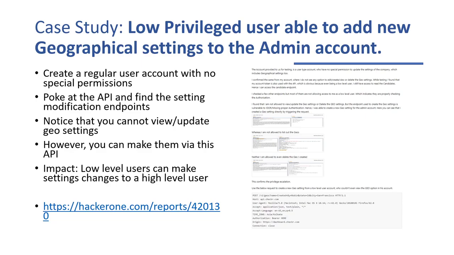And then try and run all those endpoints with the regular user. So in this case, this person couldn't view or update the settings. However, they could make them. So just because some API endpoints, even about the same resource here, won't have IDORs, sometimes some of the weird ones do. And the real impact here is low-level users can make setting changes to a higher-level user.